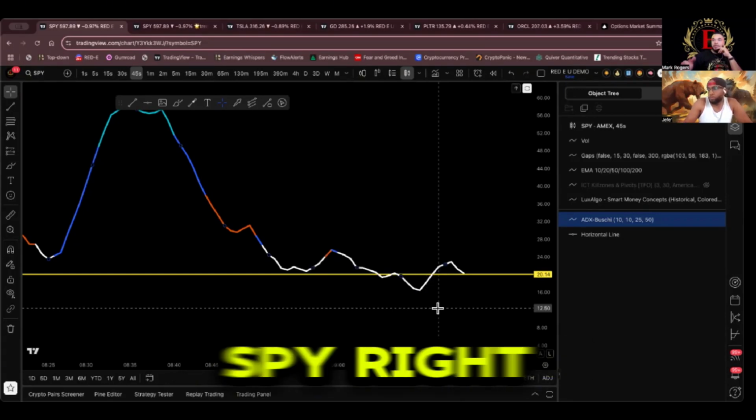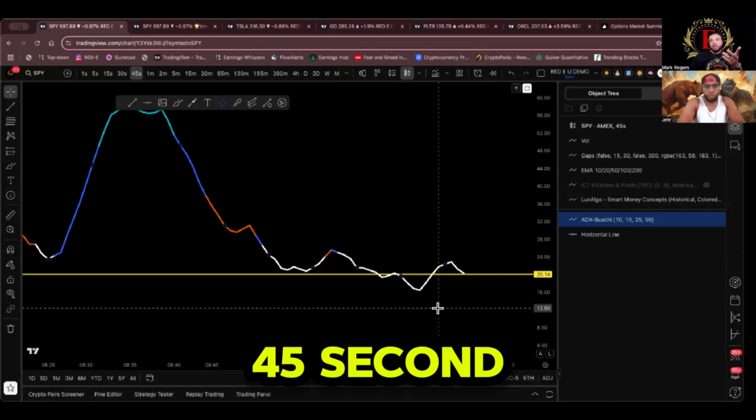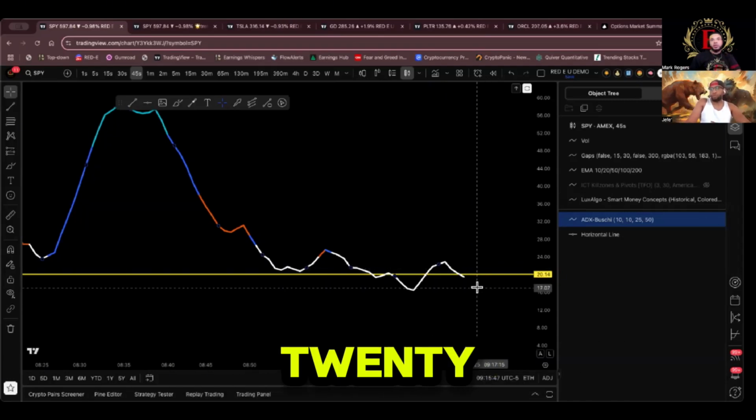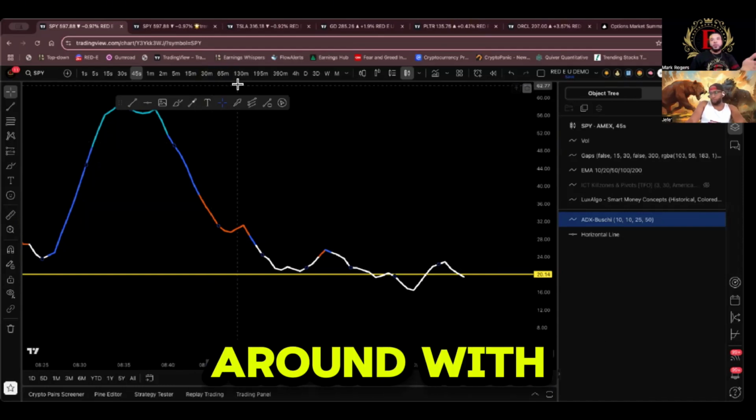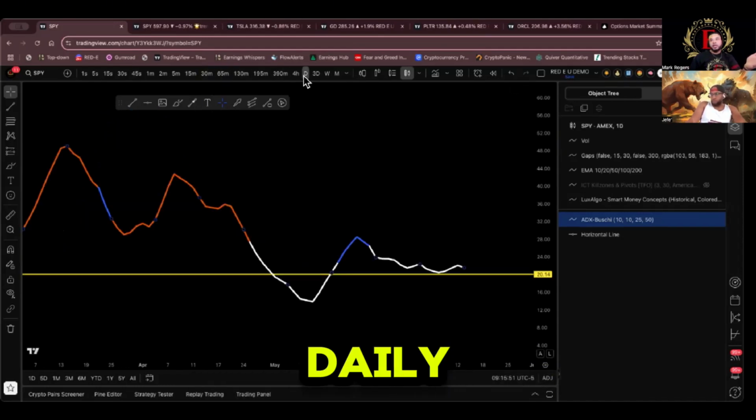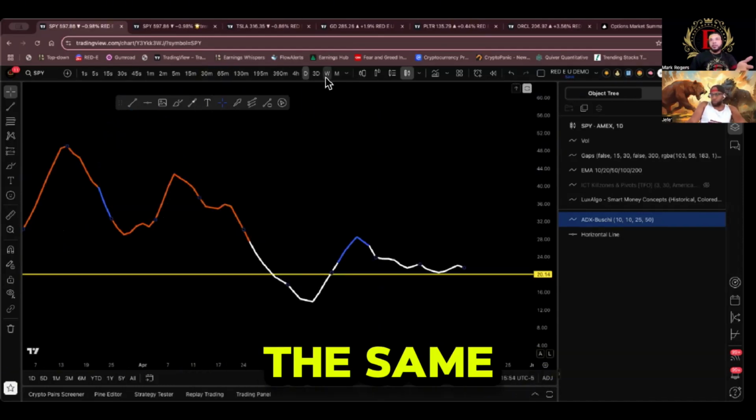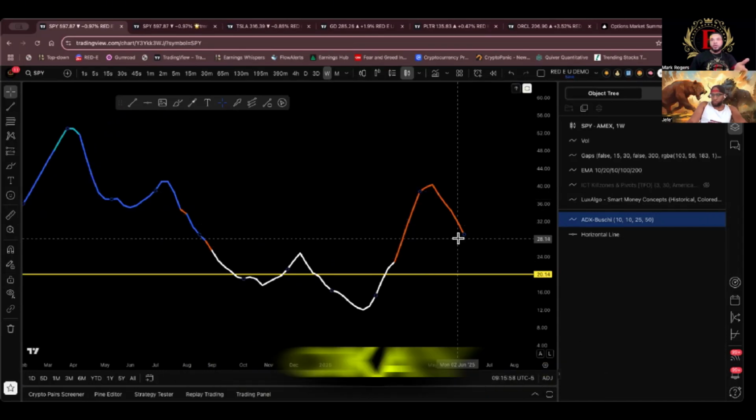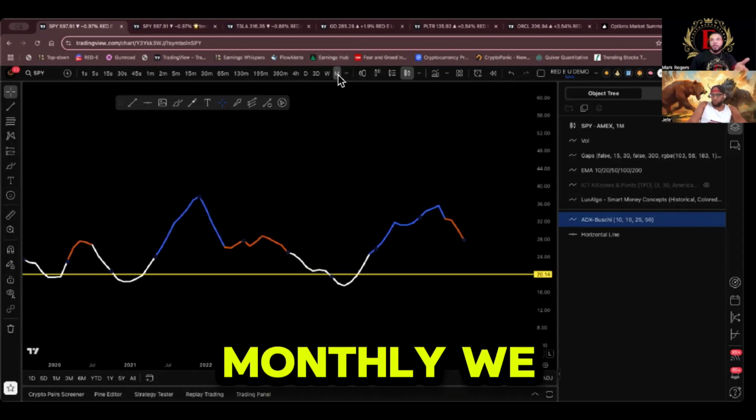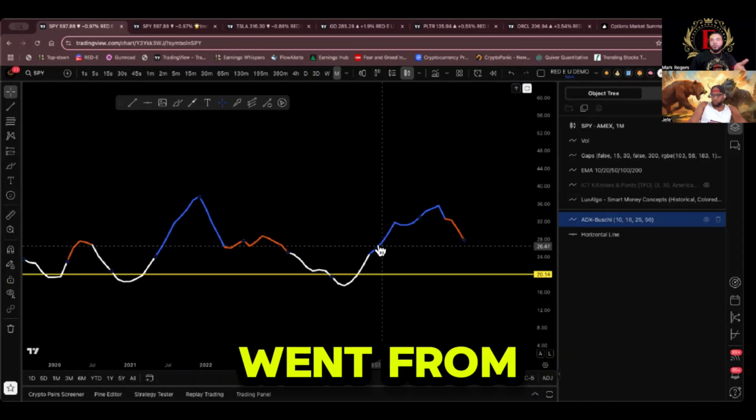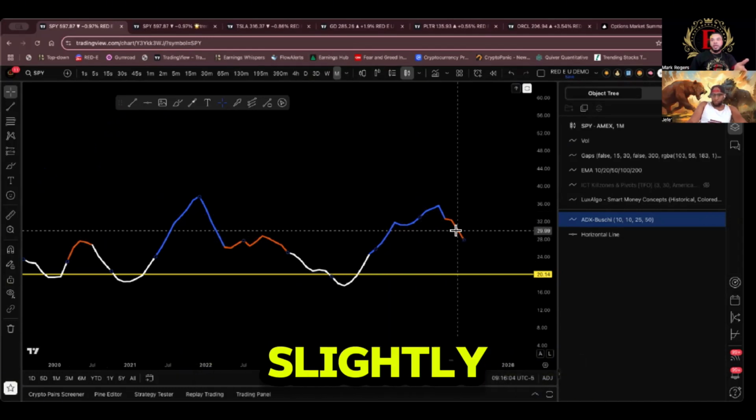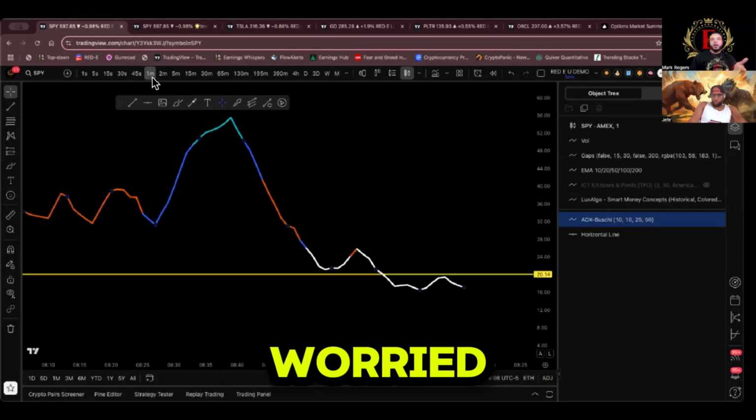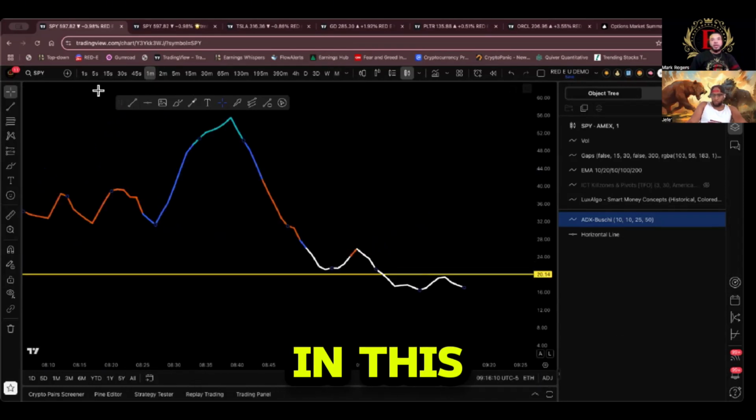But here, just looking at SPY right now on this 45 second, you can see the average direction is down back below 20. But let's just zoom out, play around with this. All right, let's look at the daily. All right, daily still the same. Our weekly, when we got the orange, slightly bearish. Okay, slightly bearish. Monthly, we went from dominant bullish to slightly bearish, all right, on the monthly. So I'm not worried about my SPY puts at all in this example.